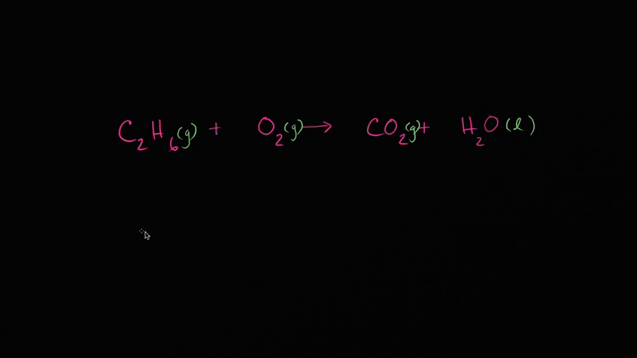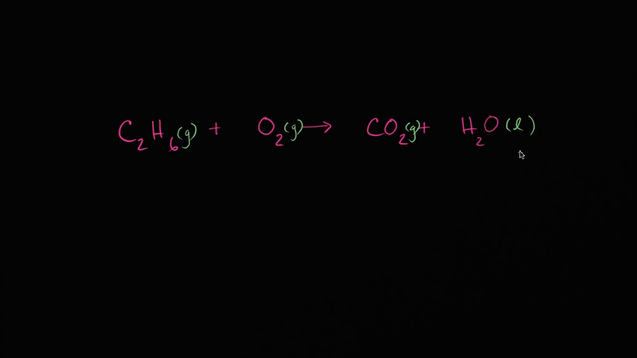All right, now we have another combustion reaction. Instead of ethylene, we now have ethane. C2H6 has 2 carbons and 6 hydrogen atoms in each molecule of ethane. And it is reacting. It's ethane gas reacting with molecular oxygen in gaseous form. And they combust to form carbon dioxide gas and liquid water.